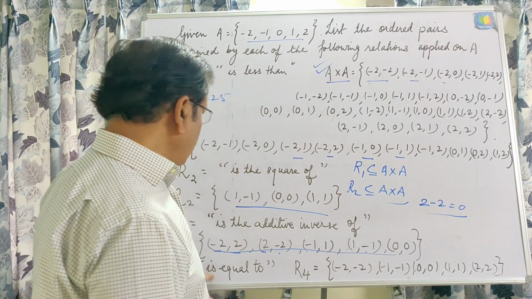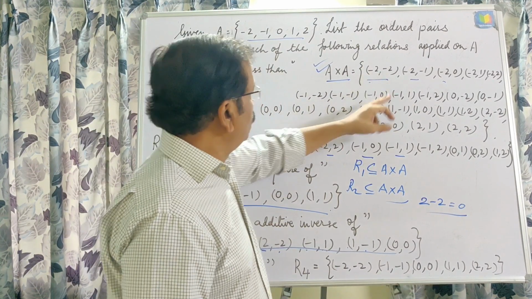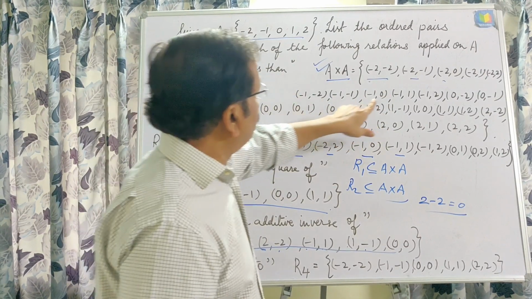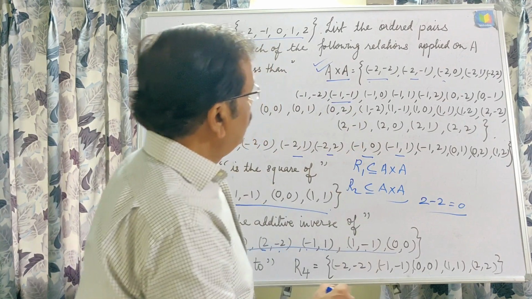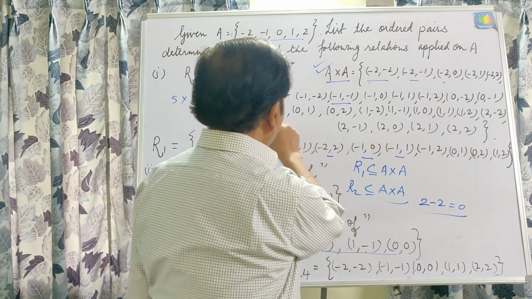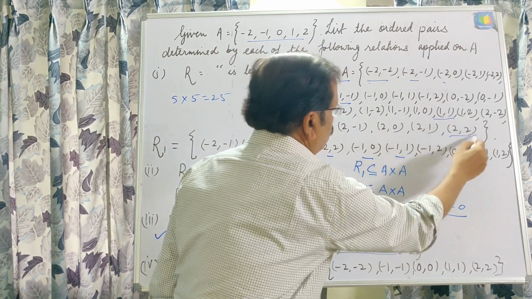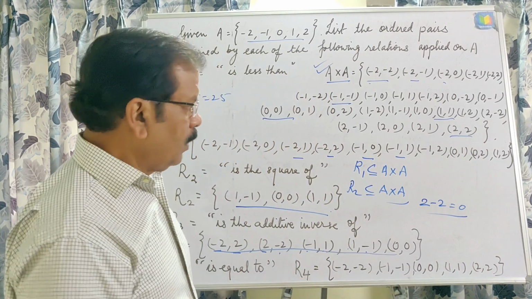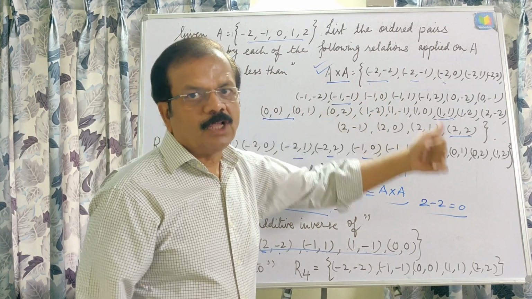Now the last one is equal to, in this it is obvious, -2 and -2, -1 and -1, and then the next one will be 0 and 0, and then 1 and 1, and 2 and 2, both are equal, and this is also a subset of the Cartesian product. This is all about this question.